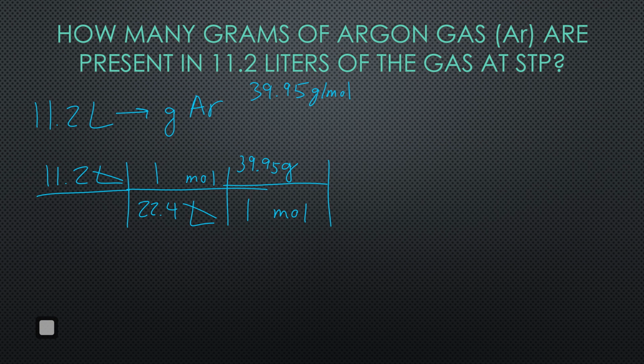11.2 times 39.95 divided by 22.4. I get 19.975. 3 sig figs again, so 1, 2, 3. The 7 rounds up, which makes that one round up, so this is going to be 20.0 grams.